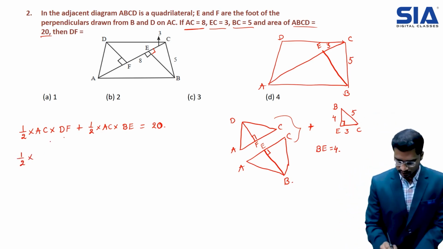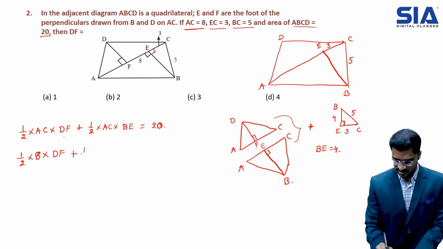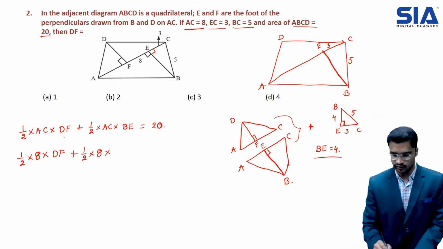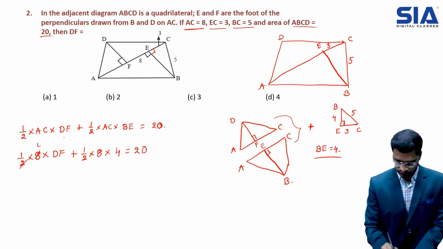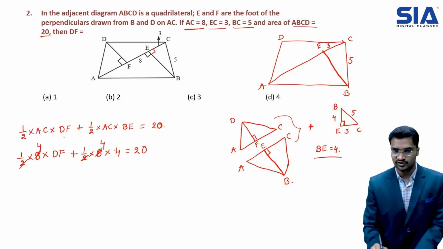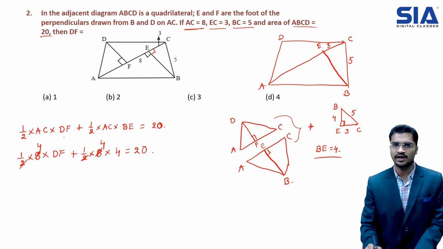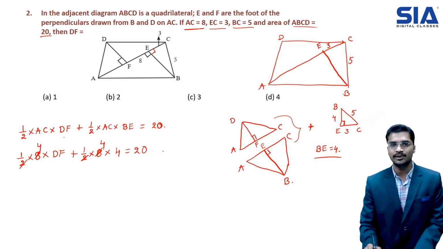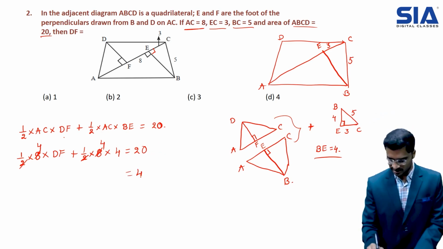So 1 by 2 into the length of AC, which is given as 8, multiplied by the length of DF, which we have to find, plus 1 by 2 into AC, which is 8, multiplied by the length of BE, which is 4, equals 20. So 2 4s are 8, 4 4s are 16. If 16 goes to the right side, it becomes minus 16. 20 minus 16 is 4.